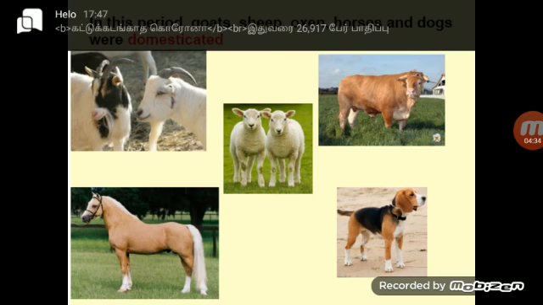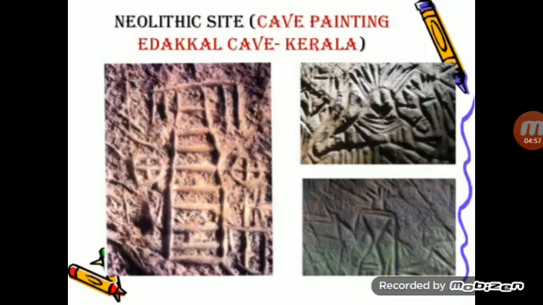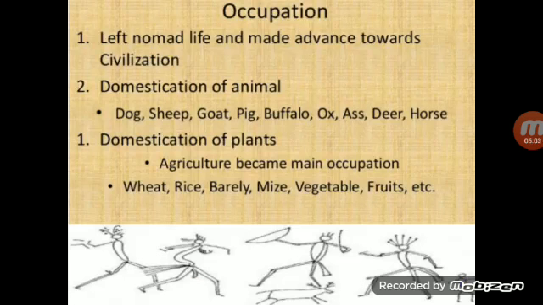Invention of the wheel. A major milestone in the evolution of humans was the invention of the wheel. It made a great transformation and made life easier and more comfortable. The potter's wheel was used to make better pottery. Later, the wheel was used for transportation and for carrying loads. This picture shows the cave painting at Edakal Cave near Kerala.